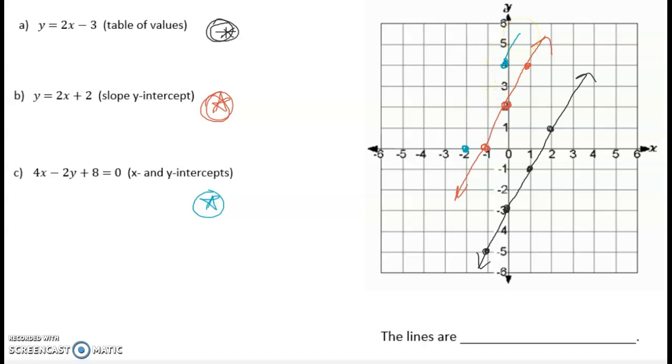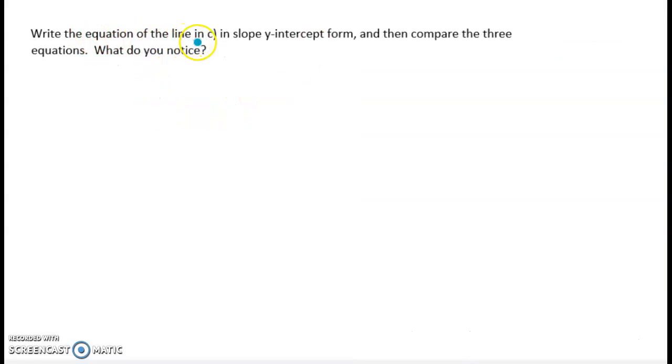Okay, so I'm going to draw this one. Okay, so once again, this is not the greatest because I don't have a ruler, but what we can tell from this is these lines are parallel. Okay? So they will never, ever, ever touch. So it says write the equation of a line in C in slope and y-intercept form and then compare the 3 equations. What do you notice?